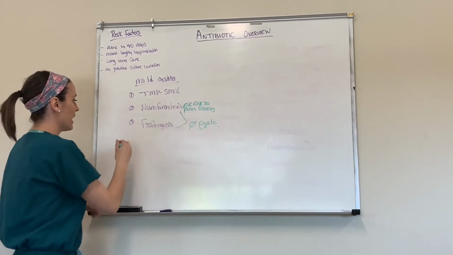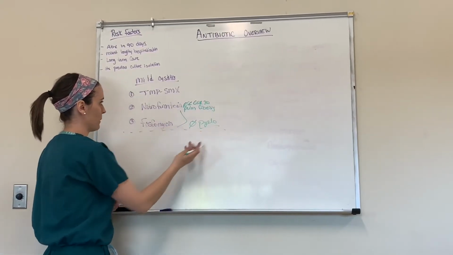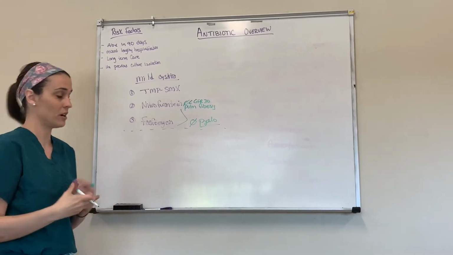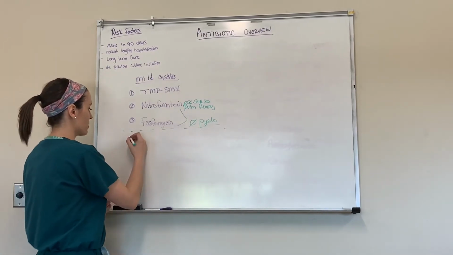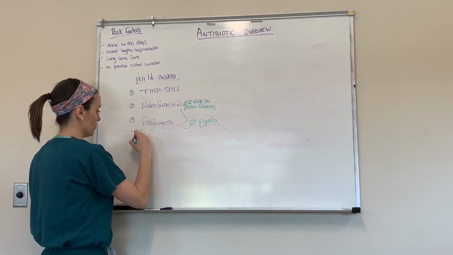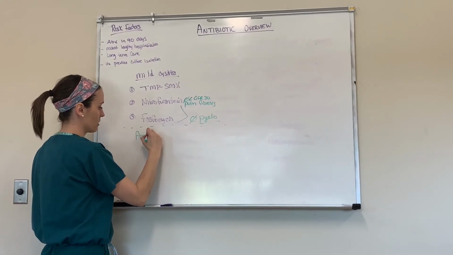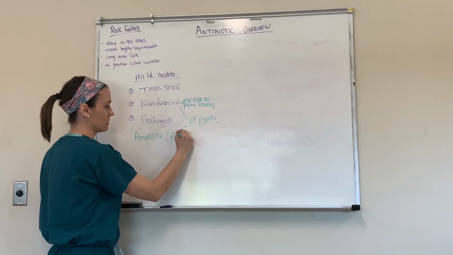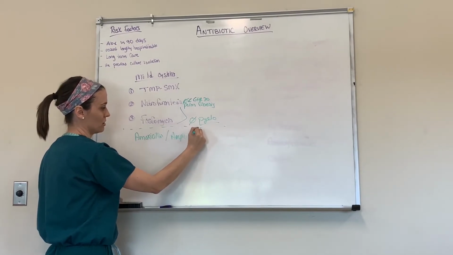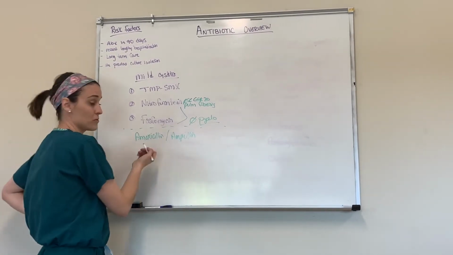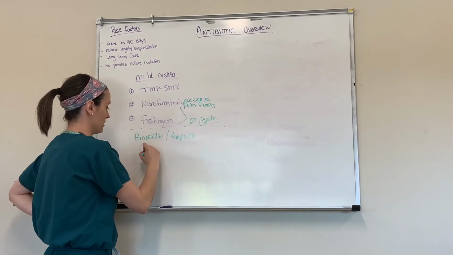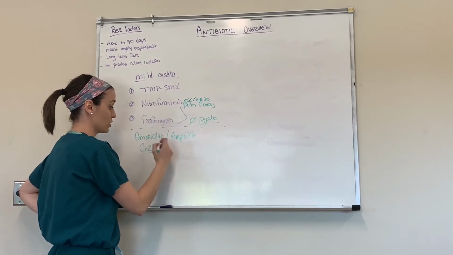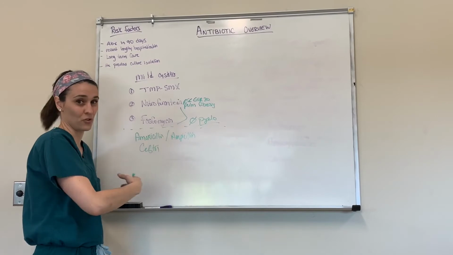Some second-line options, so if for some reason these first-line options aren't working for your mild cystitis, we also have beta-lactams. So you can use amoxicillin, ampicillin if you need IV coverage. You can also use ceftriaxone, which is a good option. It has pretty good gram-negative coverage, just not with multi-drug resistant organisms.